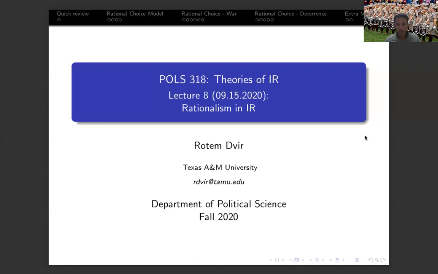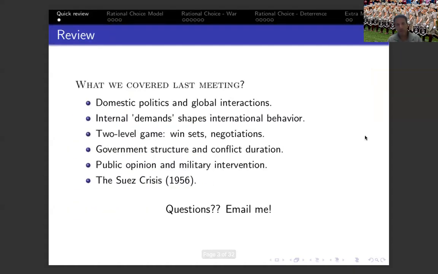Okay, so today we'll move on and talk about rationalism in IR. First of all, as always, beginning with the topic from our last meeting. So I talked about domestic politics and the effects on international interactions, how internal demands that reside within the state shape behavior at this level.